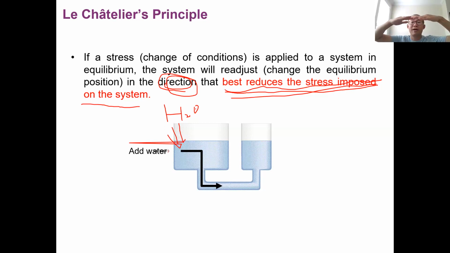So the system is basically reducing the stress. The stress is adding water, and it is reducing the stress. So the new water level will be the same again, but the new level will be higher than the original. Even though the stress is reduced, you still have a stress which is higher than the original. So this experiment is the one that demonstrates Le Chatelier's principle.